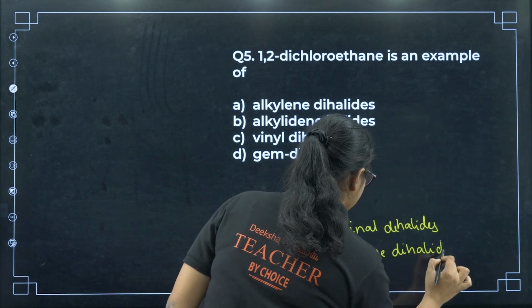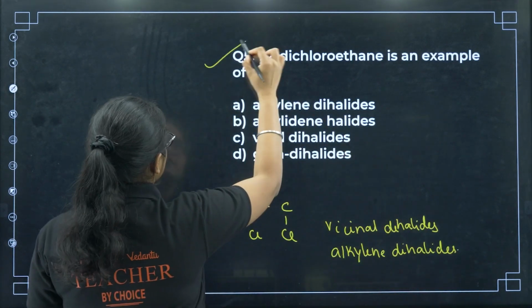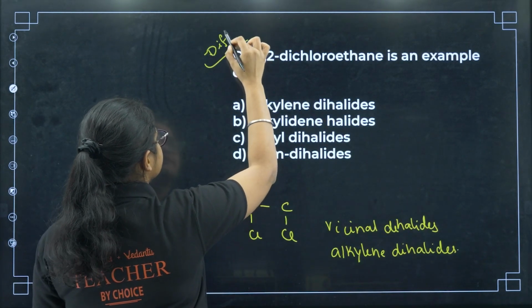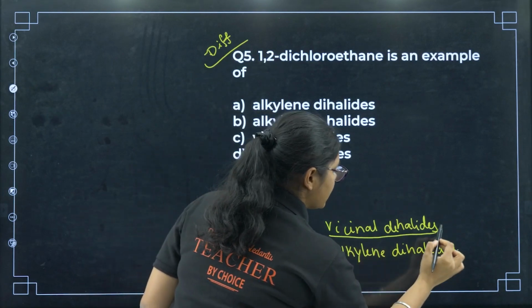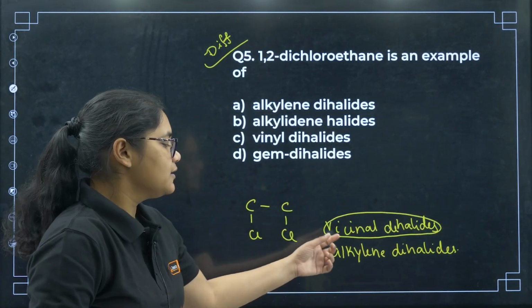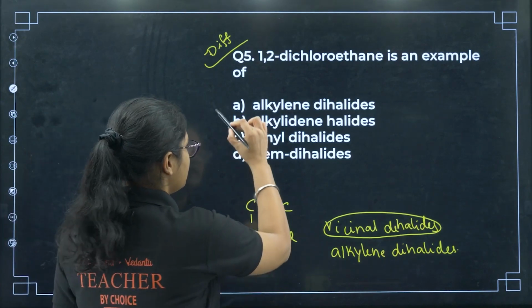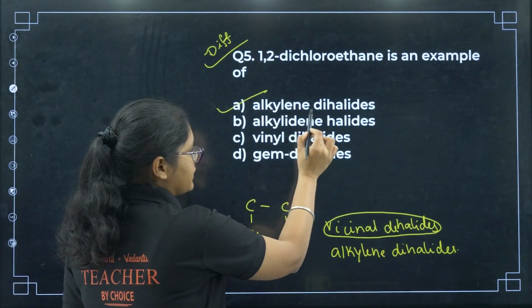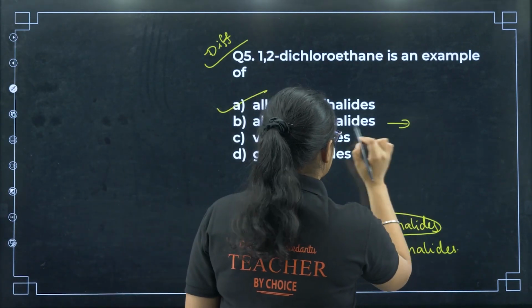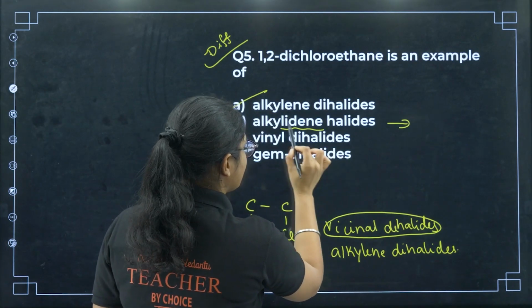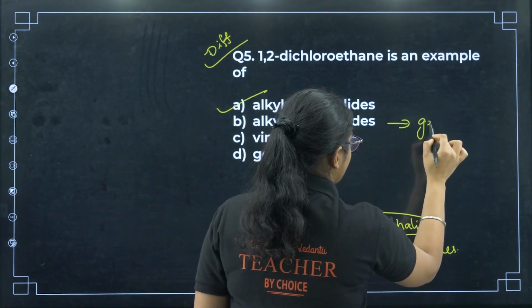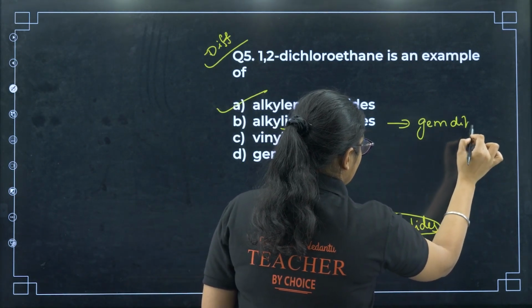dihalides. Again, I think this question is also on the difficult side because many of you will know that it is vicinal dihalides, but you may not know it as alkylene dihalides. So please remember, vicinal dihalides are called alkylene dihalides, and alkylidene, you can see the difference here, comes from gem dihalides.